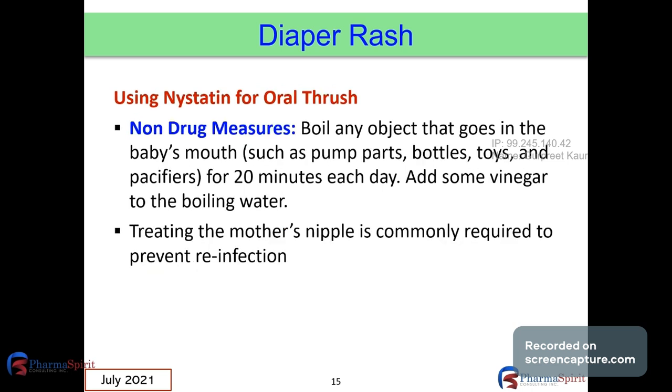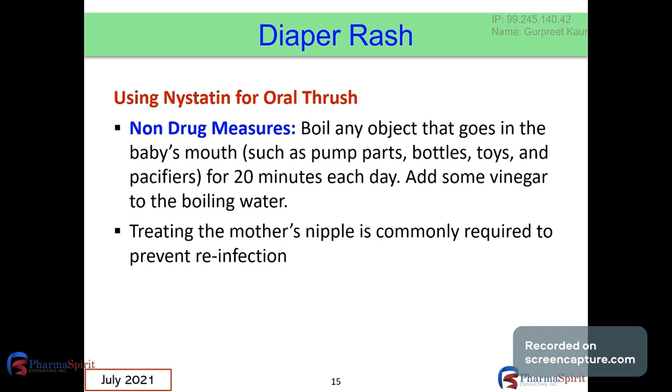Some non-drug measures for management of oral thrush: we need to boil any object that goes in the baby's mouth, such as the pump. If the mother is using a pump, the piece that goes in the baby's mouth has to be boiled. Bottles have to be boiled, toys and pacifiers. We need to boil them for 20 minutes every day. And we can also add some vinegar to the boiling water because vinegar will also kill the fungus.